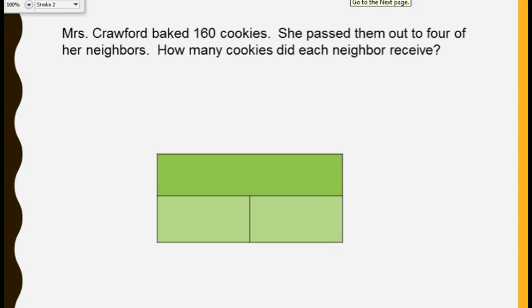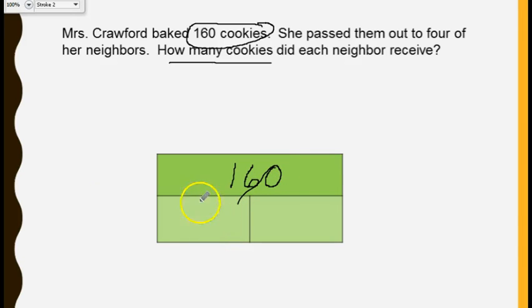Mrs. Crawford baked 160 cookies. She passed them out to 4 of her neighbors. How many cookies did each neighbor receive? Okay, so we need to know how many cookies did each neighbor receive. We know the total amount of cookies that she made. That's all the cookies she has, 160. So we know the total. And we know she has 4 neighbors, right?